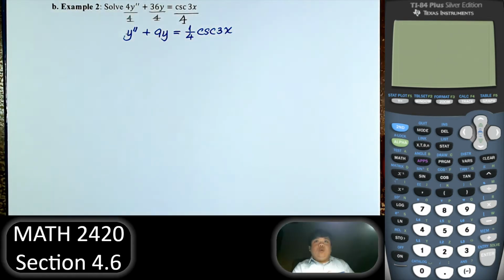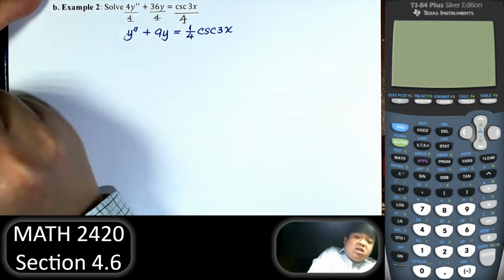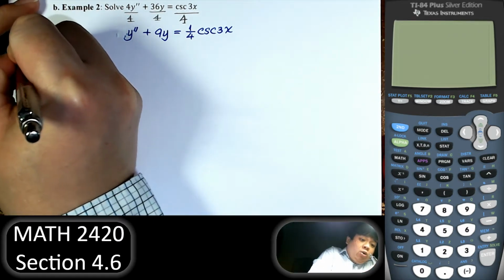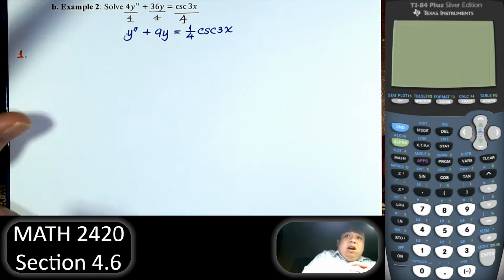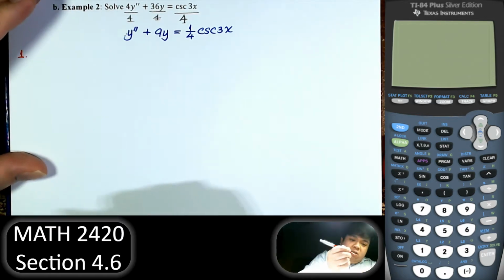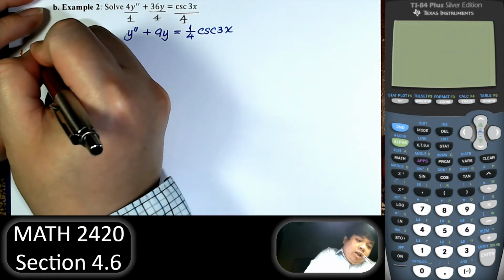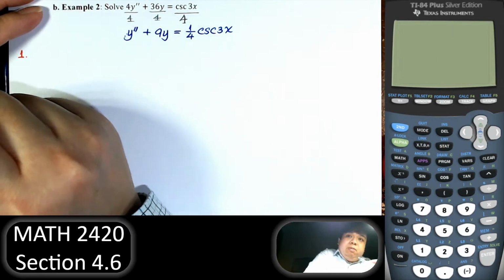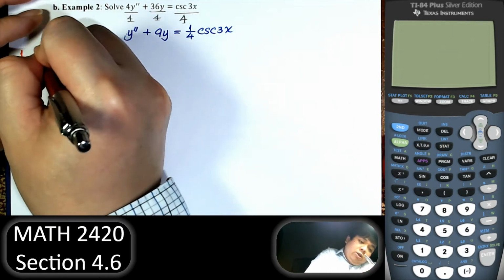Right, because it is cosecant, we cannot guess. If it is sine or cosine, yeah, we can guess, but it is cosecant. No. So the first step, this is not difficult. The difficult part is the calculus part. The steps are very clear, so I will write very slowly on the steps. So first, we need to solve for a complementary solution.